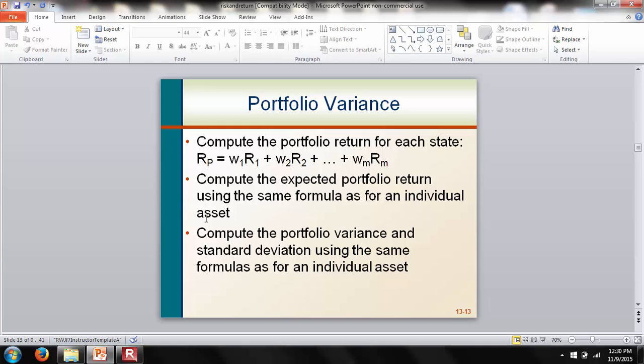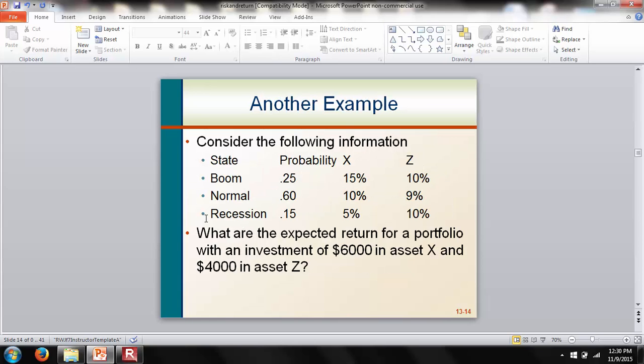Now, how do you find out the portfolio variance? Like I told you, I'm not going to ask you how to find out the portfolio variance given the standard deviations and so on. Okay.